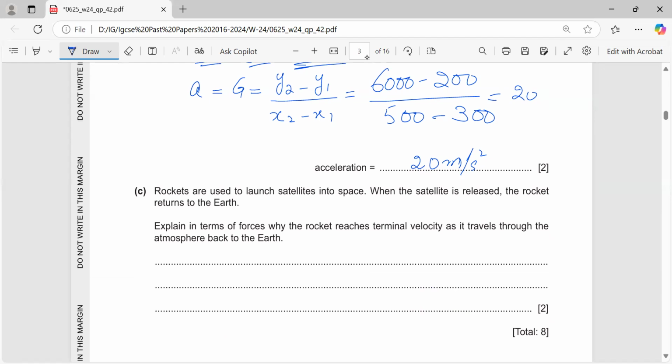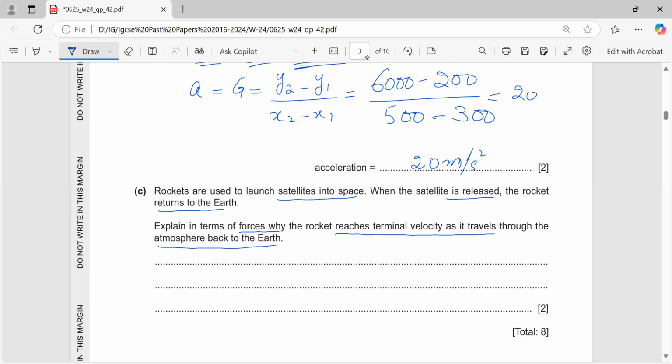Now, rockets are used to launch satellites into space. So when the satellite is released, the rocket returns to the Earth. Explain in terms of the forces why the rocket reaches terminal velocity as it travels through the atmosphere back to the Earth. It reaches terminal velocity, 2 marks are there. So one point will be weight is equal to air resistance, so the resultant force is 0, acceleration 0, and terminal velocity is reached.